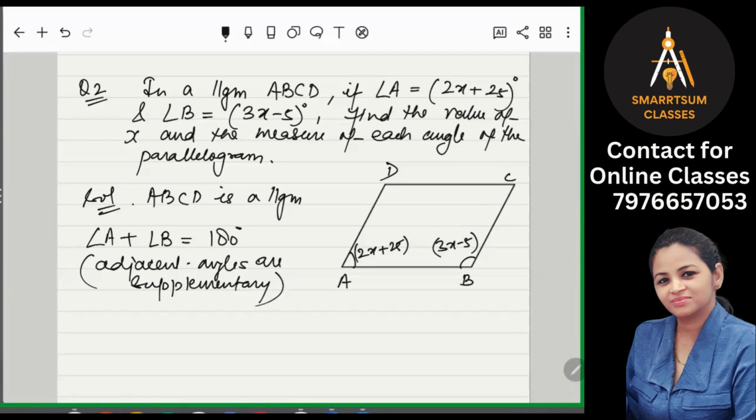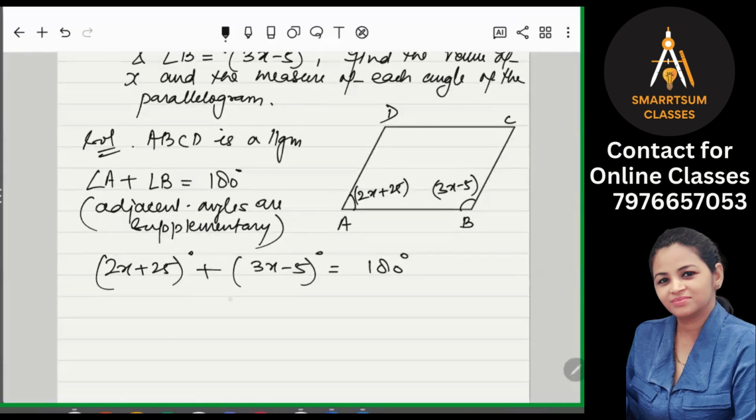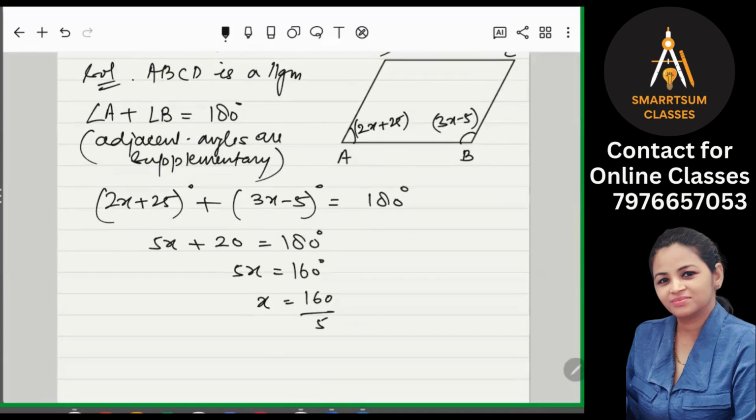Okay. Now, so just add them. The expression which is given, angle A is 2x plus 25 and angle B is 3x minus 5. So add them and equate it to 180 degree. Solve it. 2x plus 3x will become 5x. 25 minus 5 is plus 20, right? And this is equal to 180 degree. So 5x is equal to 160 degree. X is equal to 160 by 5. That is, value of x is 32. So what is the value of x coming? This is the first part of the question.